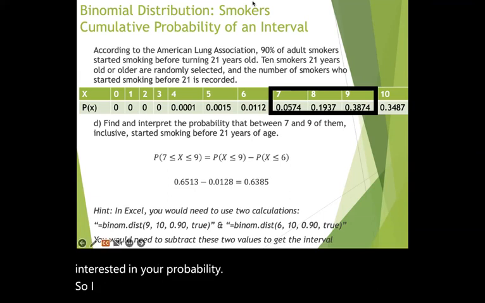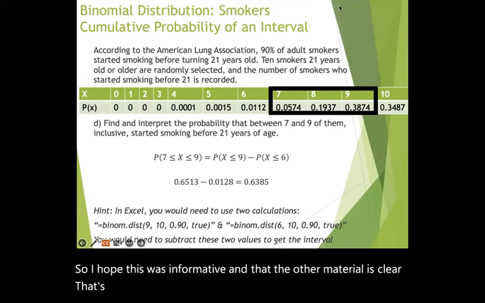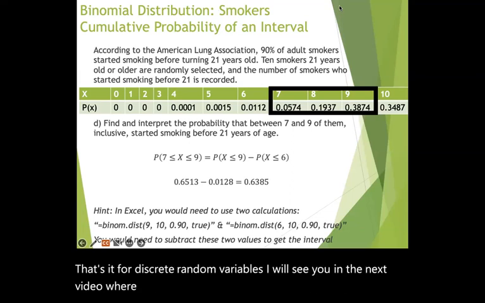So I hope this was informative and that the other material is clear. That's it for discrete random variables. I will see you in the next video where we dive into continuous.